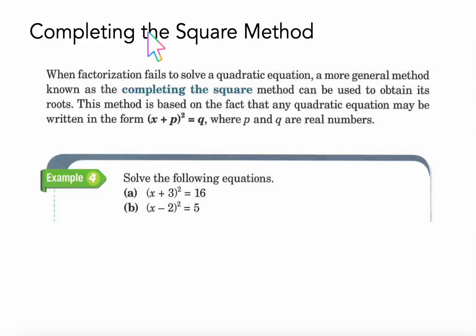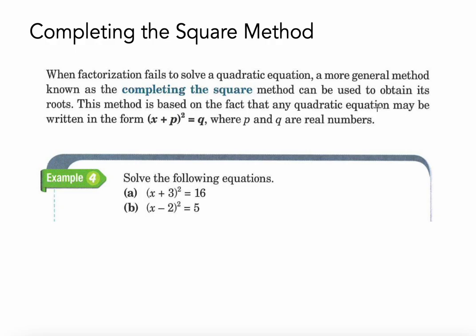Hi everyone, today we're going to talk about how you can complete the square. It is yet another method that we can use to solve a quadratic equation. And we usually will try and use this method when factorization fails. That's when you can change it into binomials to figure out the answer. Sometimes we can't do that, so completing the square is a method that we go to.